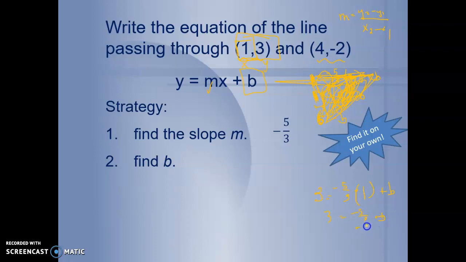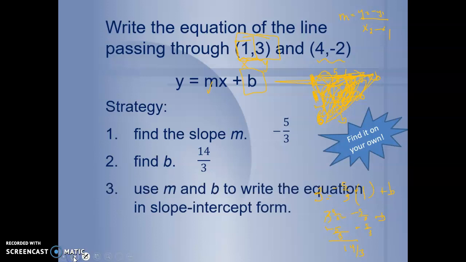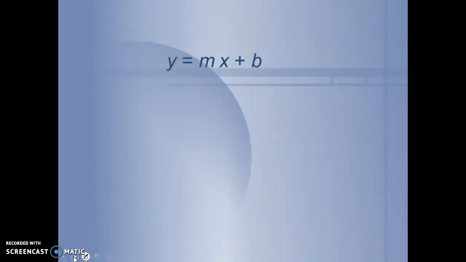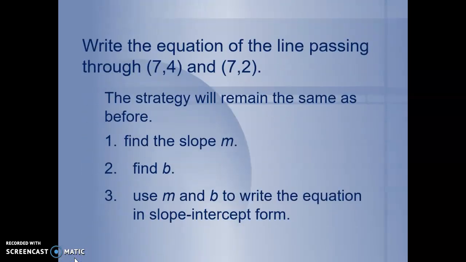I need to add 5/3 to both sides so that I can solve for b. And I know that 3 is just the same thing as 9/3. So 9/3 plus 5/3 equals 14/3. My b is equal to 14/3. Once I know my m and my b, I can go back to y equals mx plus b form and plug in what I know to write the equation of that line. And when I do that, I get y equals -5/3 x plus 14/3.